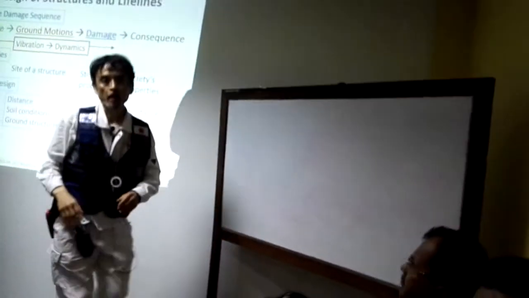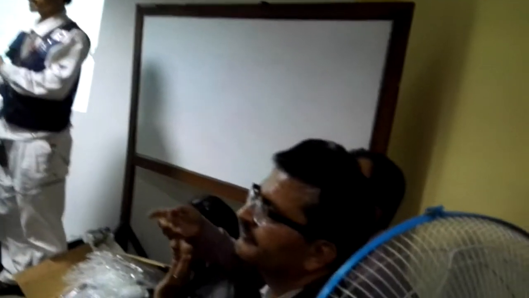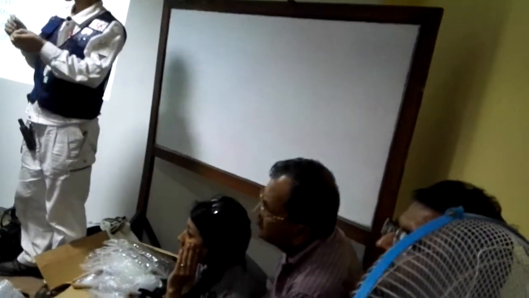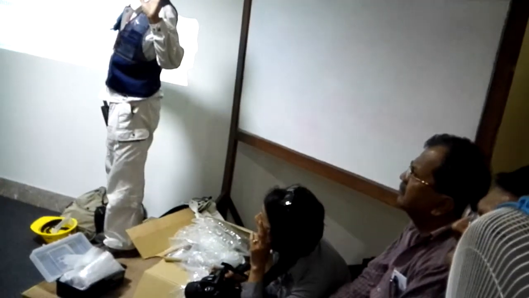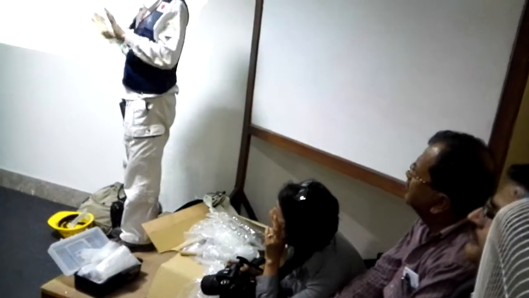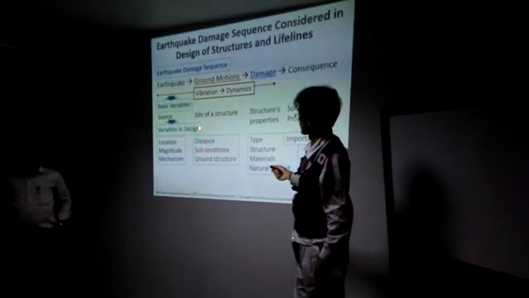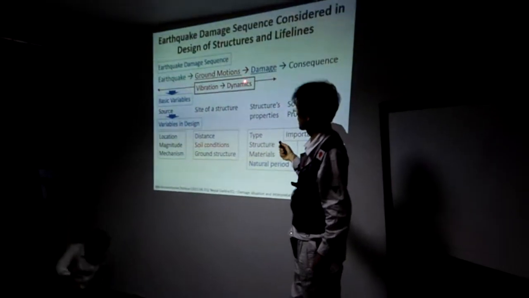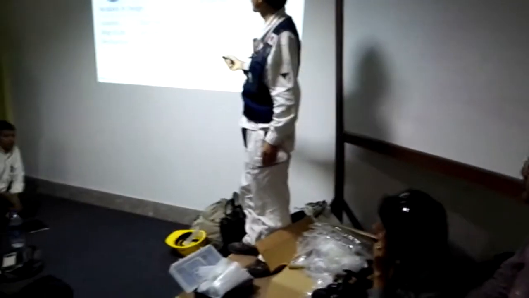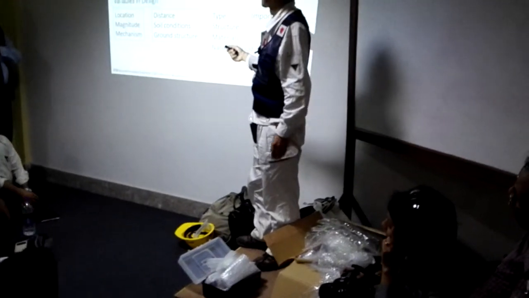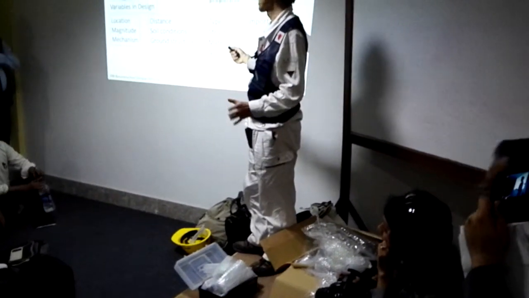But previously, I was invited to a TV program. The TV anchor person talked about only the magnitude. I understand that their variable is only magnitude. I don't know the other situation, but the basic variables in design in terms of ground motions are earthquake magnitude and distance between the site and the source. Distance between source and site is epicentral distance or hypocentral distance, we say.